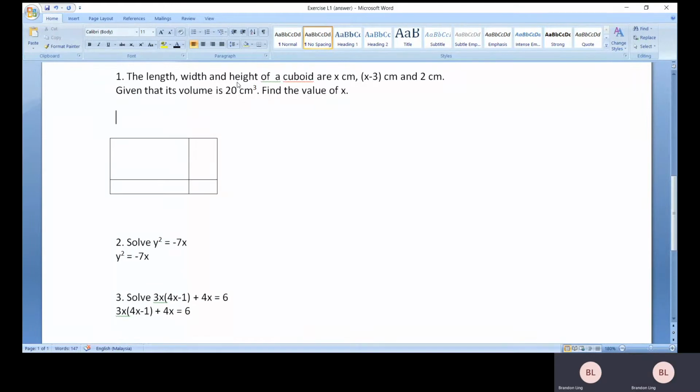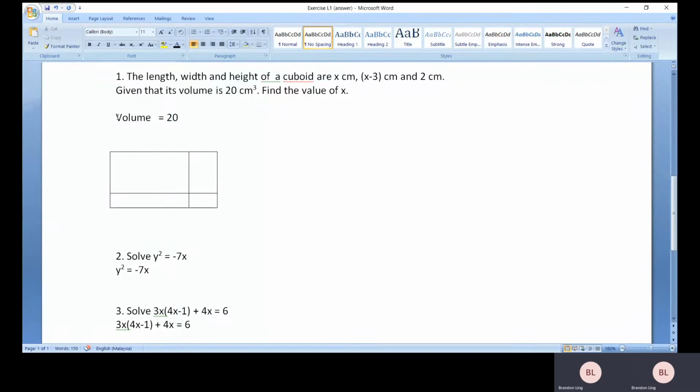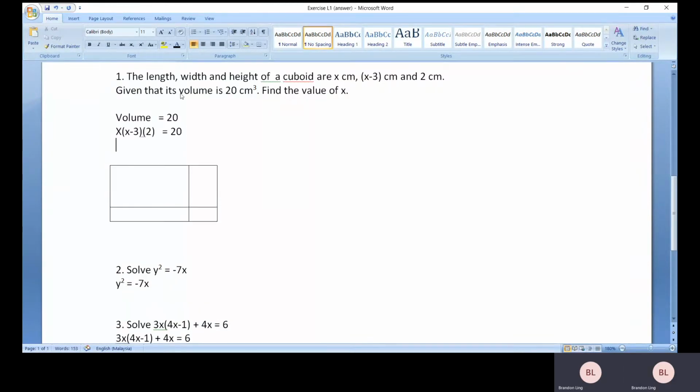What you can do is list down this one. Volume is equal to 20. So what's the volume of this cuboid? You can use x multiplied by x minus 3 multiplied by 2, because the volume of a cuboid is equivalent to length times width times height. So ultimately, you'll be getting 2x squared minus 6x minus 20 equals 0.